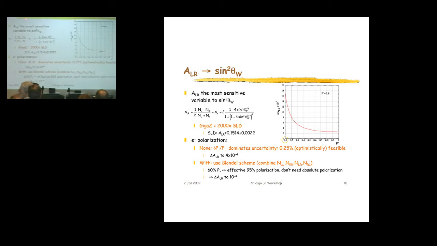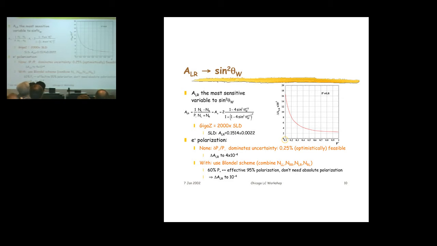Now, in terms of extracting sine squared theta W, it's really the left-right asymmetry that's the variable most sensitive to it. The left-right asymmetry is just the difference over the sum of the number of Z's from the left and right-handed polarized beams, and you can relate it this way to an effective sine squared theta W. The measurement of reference here is the SLD measurement, since that was the only polarized Z experiment, and GigaZ will have about a factor of 2,000 times the SLD statistics.